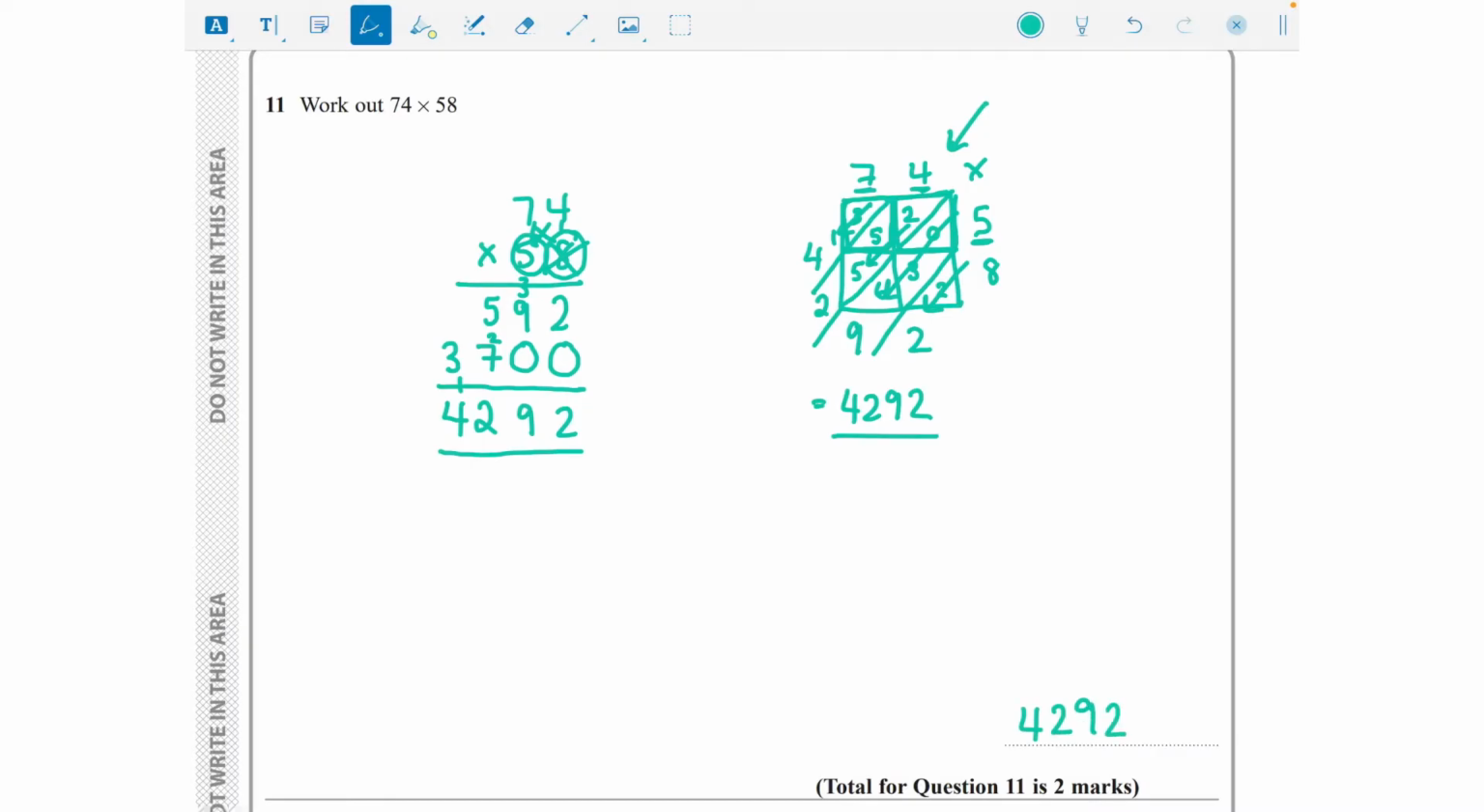If the question had been 7.4 times 5.8, you would go down with 1 decimal point and across with the other until they meet, and then you go down that diagonal, and that tells you where to put the decimal point. So it's a really good method, this one, for multiplying decimals as well. Obviously that wasn't the question here, so the answer is just 4,292.